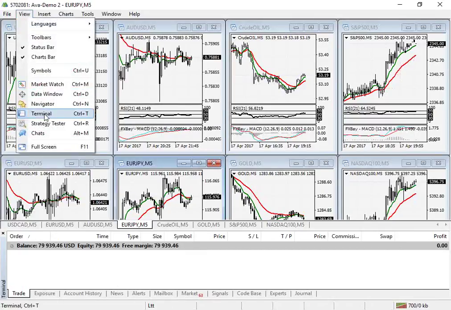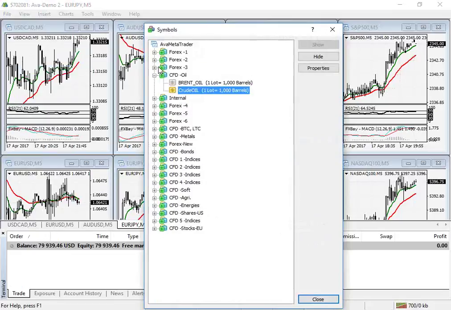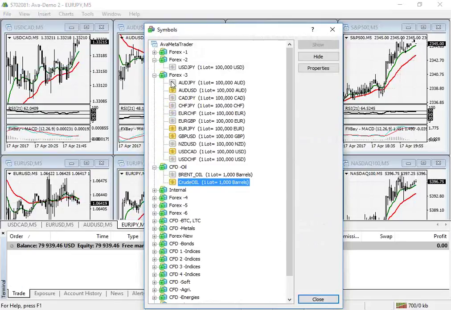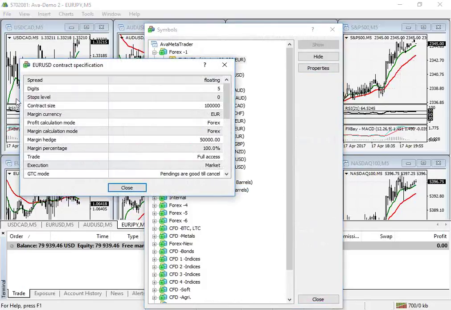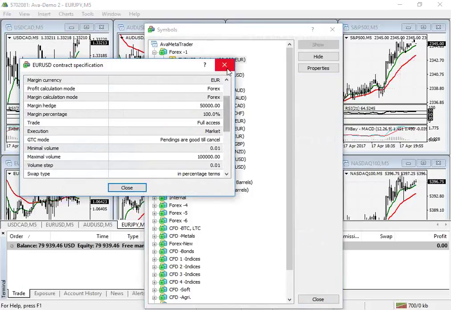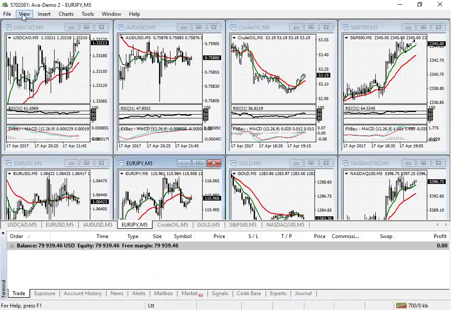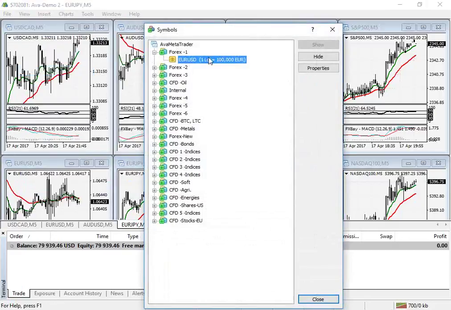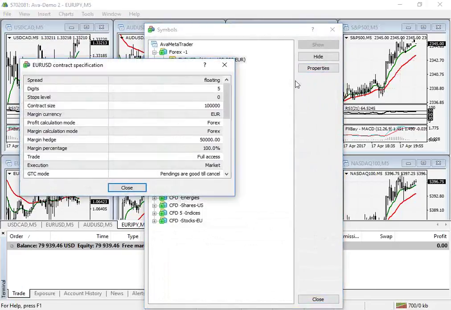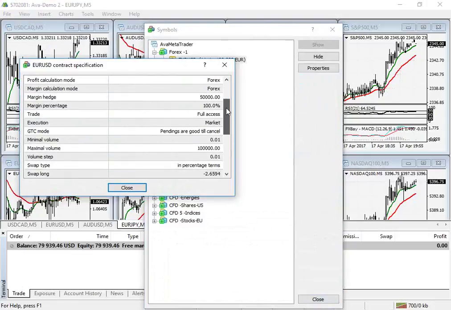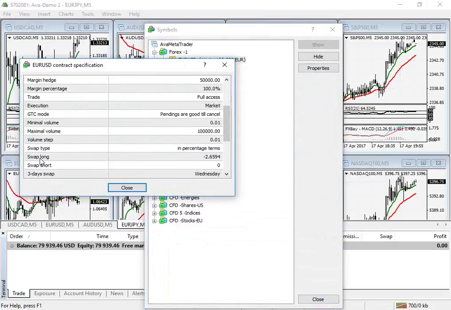Well, if you go over to the symbol list right here, let's pick one, Euro US. Where's the Euro US? Here, Euro US. So I'll go View, Symbols, Euro US. Highlight it and click Properties. And as you scroll down, you'll notice a button that says Swap Rate. It says Swap Long, which means if you're a buyer of the Euro versus the US, you're going to be charged 2.6594% annual interest. If you're the seller, you're charged nothing.